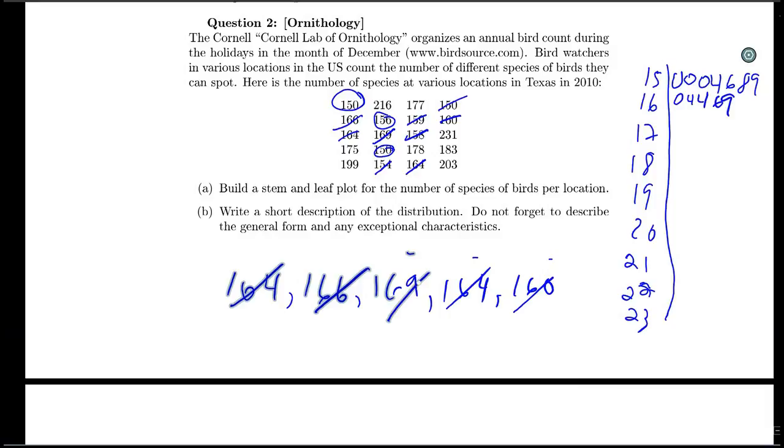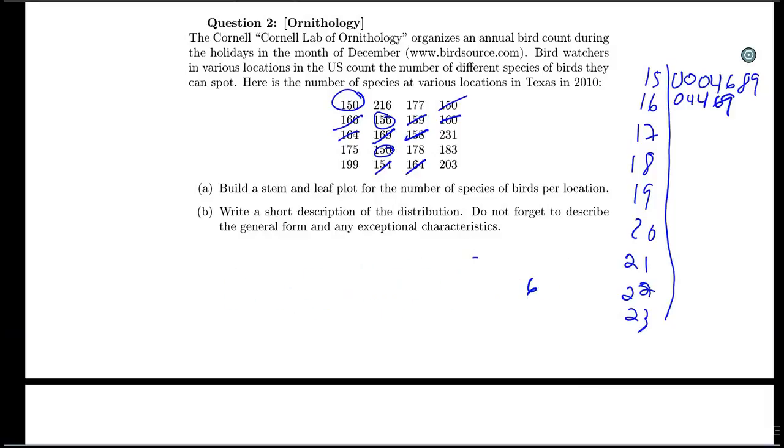So now 170s, and so what do we have? So 175, 177, 178, and that's it. Okay, so 5, 7, and 8. And then if I look at the 180s, I just have 183. So that's easy. The 190s, so 199, that's it. So just one leaf. And then what else is left?